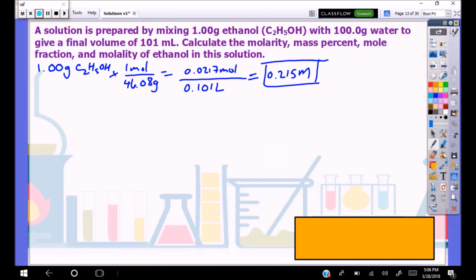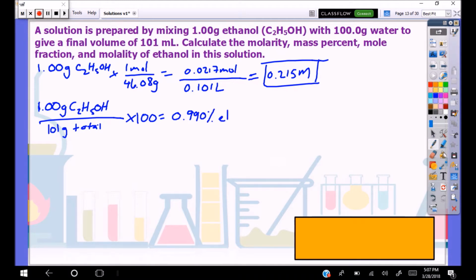Let's look at the mass percent. Mass percent is relatively easy. Again, the mass of what you have, so mass of ethanol, C2H5OH, divided by the total mass, which is 101 grams total, and then we multiply that by 100 because it's a percentage, right? So times 100, and we get 0.990% ethanol. Okay. Very, very tiny amount.